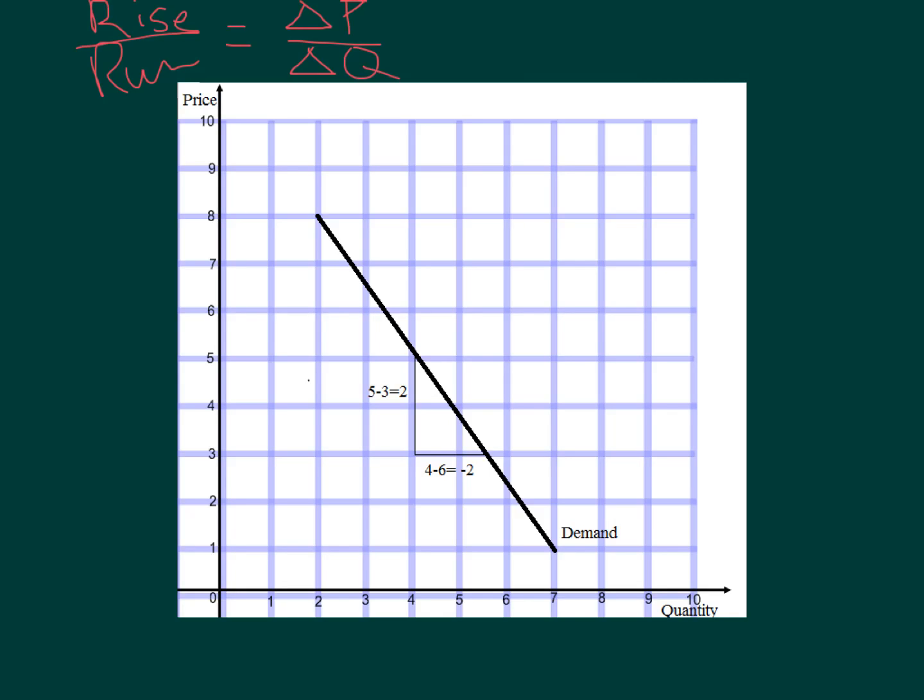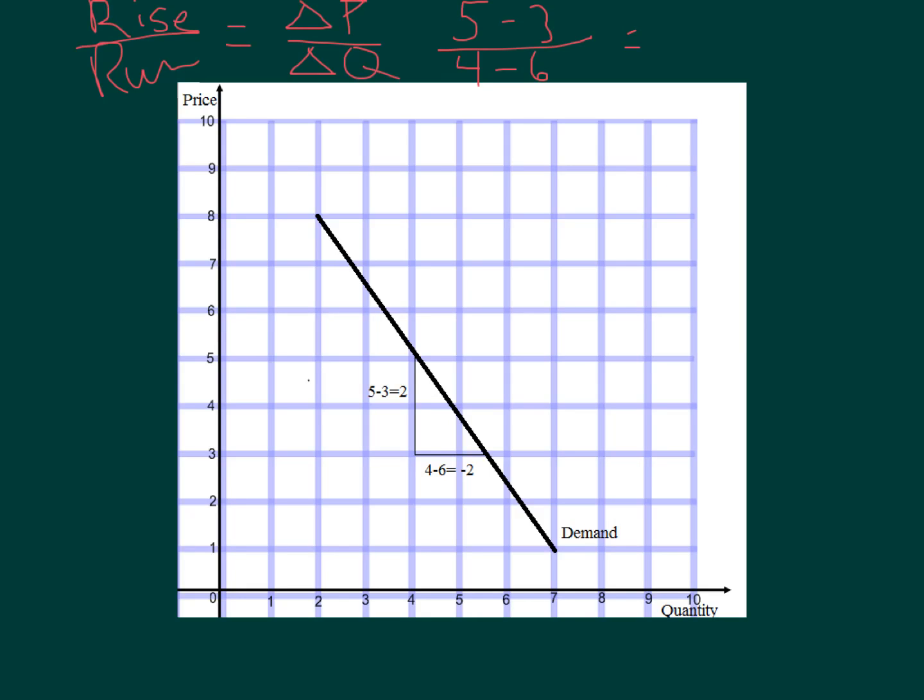So that would be, in the numerator, 5 minus 3. And then in the denominator, the run part is moving from 4 at this point to 6, or what I guess I'm calling 6. It's close to 6 at this point. And so then the denominator would be 4 minus 6. And what you're going to see with the demand curve is one of these two will be positive and one of these two will be negative.